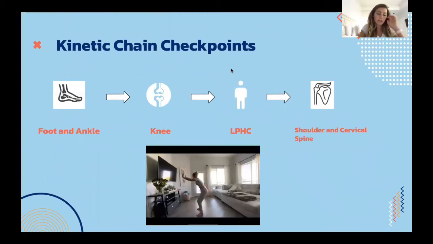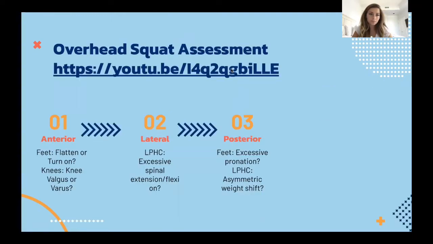As we discussed in class, we did talk about how our body is a kinetic chain, and specifically when we're doing an assessment, we're going to look at the kinetic chain checkpoints, specifically the foot, ankle, knee, the lumbopelvic hip complex, as well as the shoulder and cervical spine.